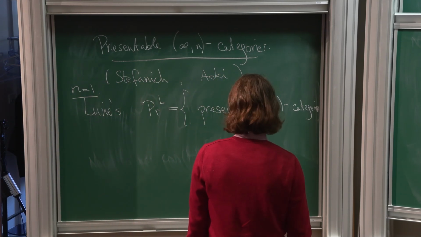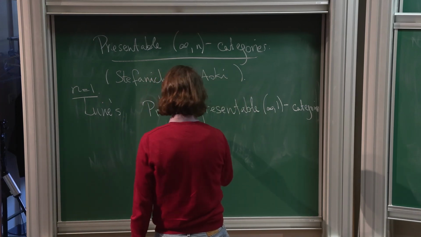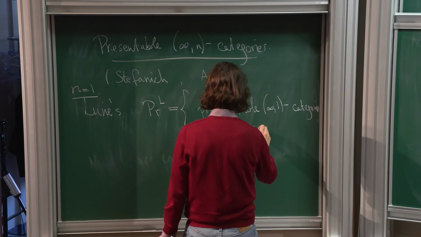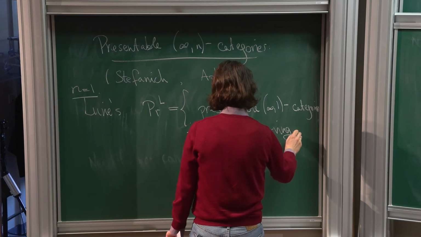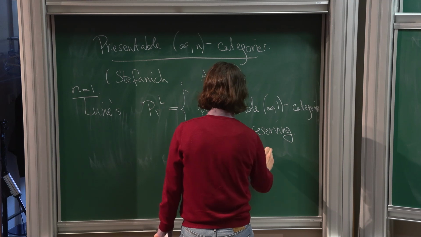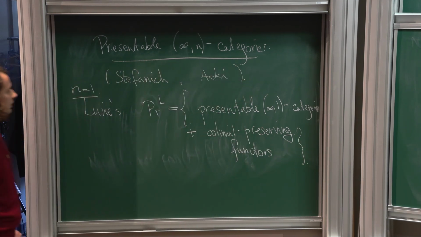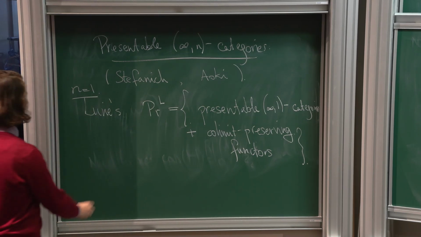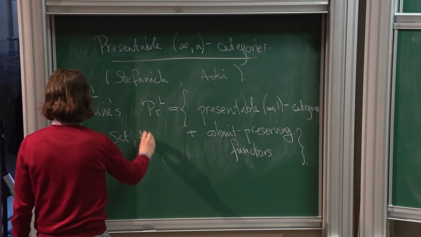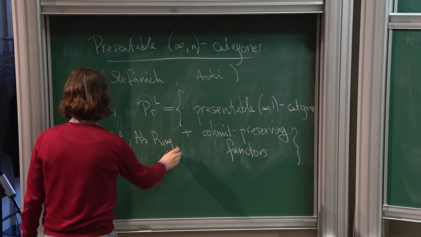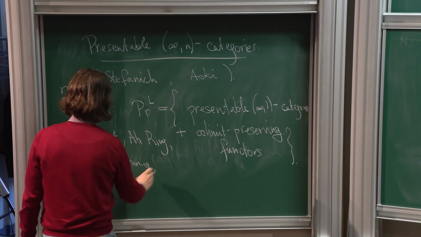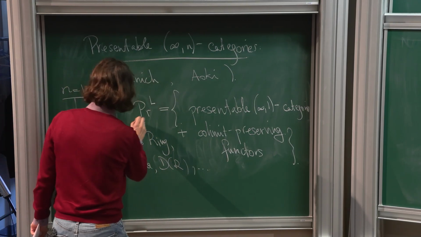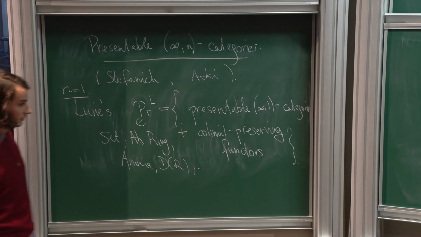And the functors are the co-limit preserving functors, so they are the ones that are left adjoints, that admit right adjoints. Usually all the large categories you ever care about, like the category of all sets, the category of all abelian groups, the category of all rings, the category of anima, the stable infinity category associated to some ring, and so on and so forth, these would all be examples in there.